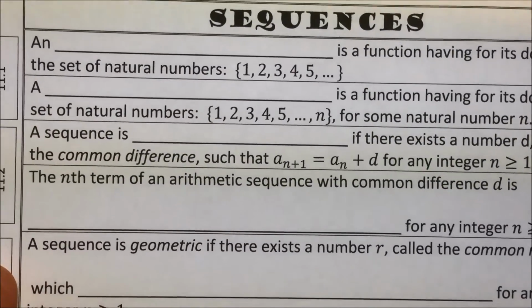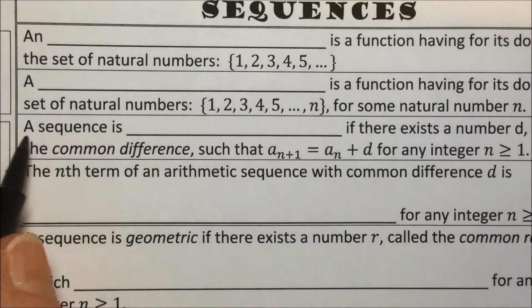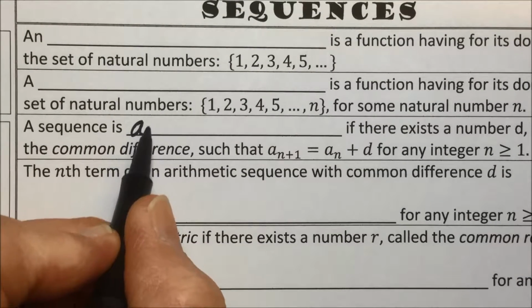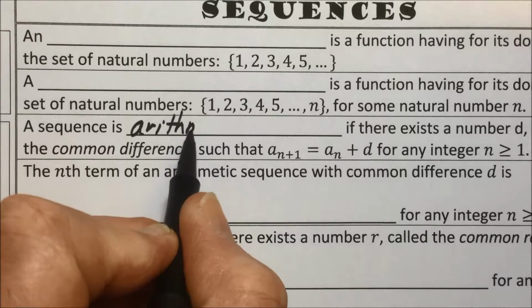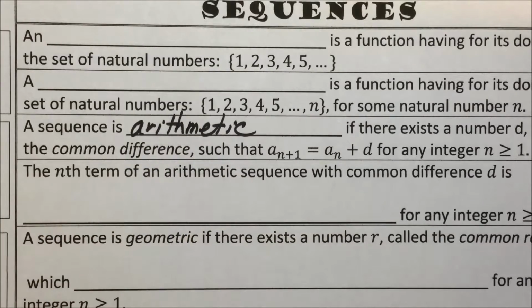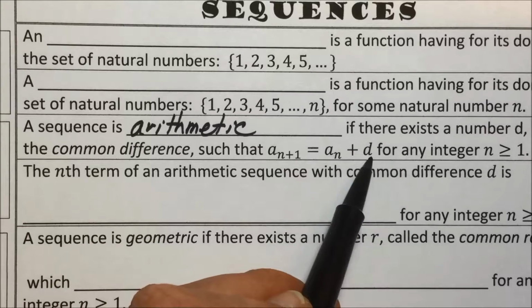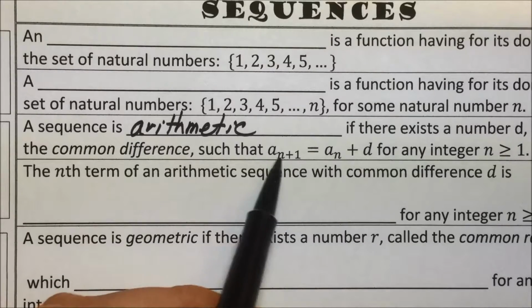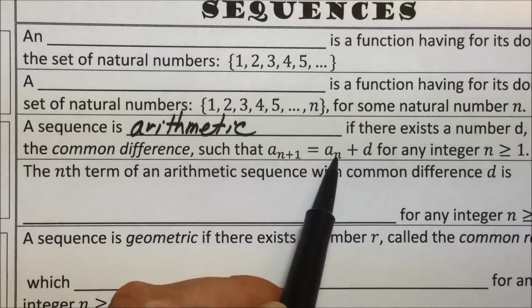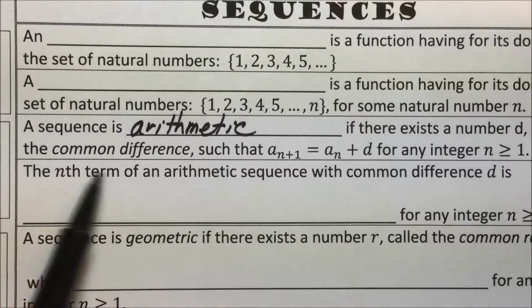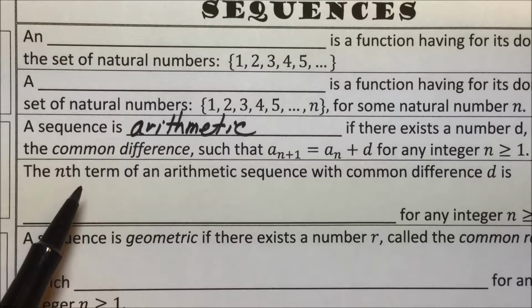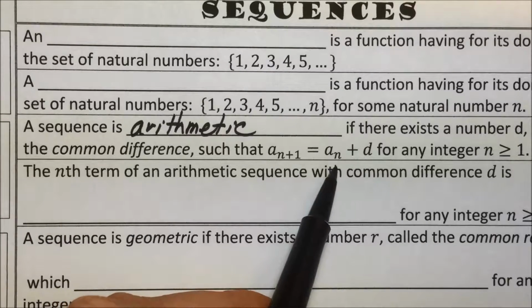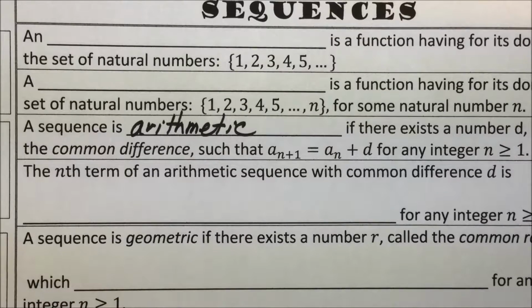So we have a definition for an arithmetic sequence. A sequence is arithmetic if there exists a number d called the common difference such that a sub n plus 1 is equal to a sub n plus the common difference. In other words, to get to the next term, you take the previous term plus that common difference. And in the example we had a common difference of 3. So we were adding 3 to the previous term to get the next term in that sequence.